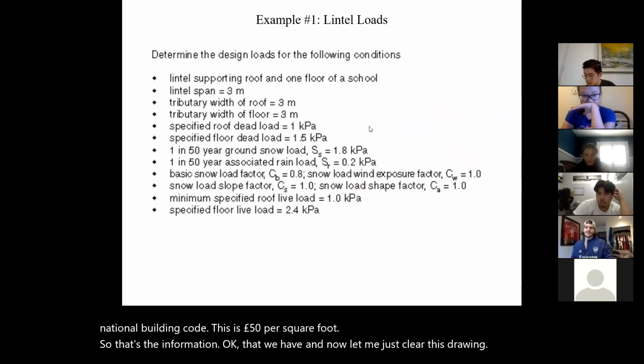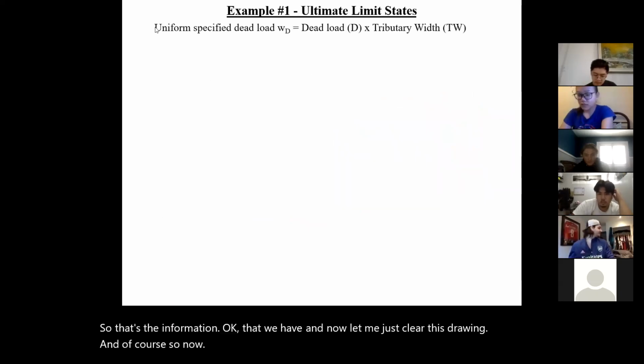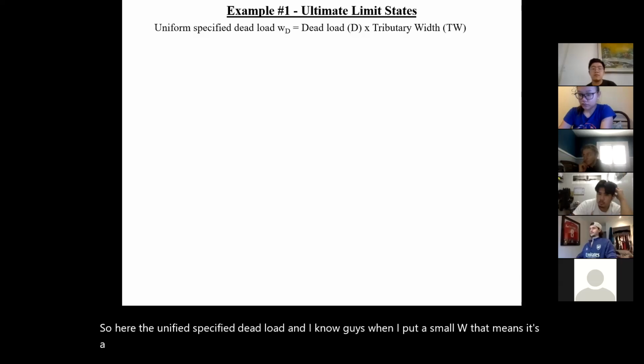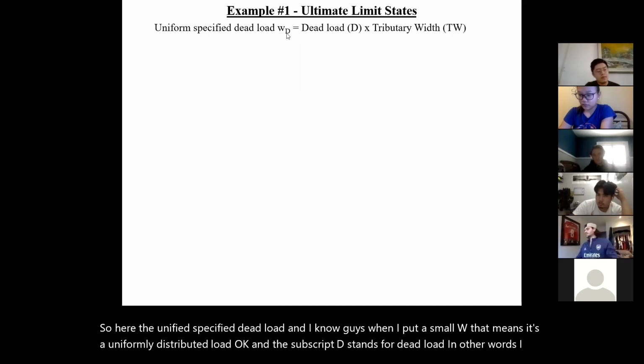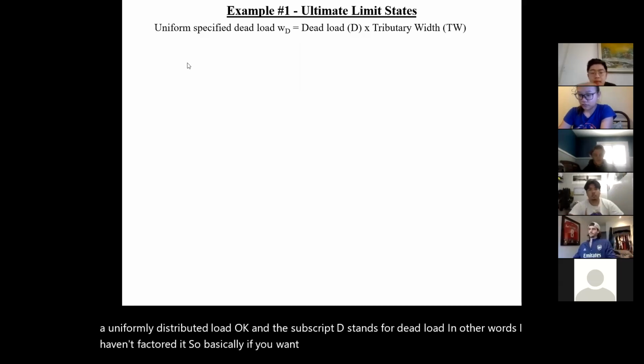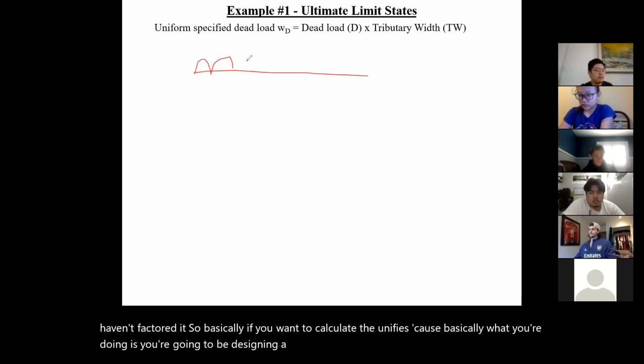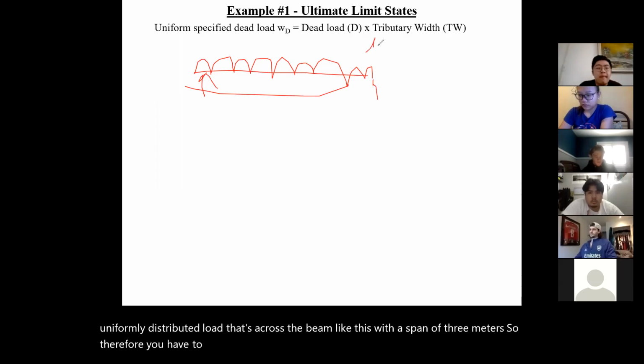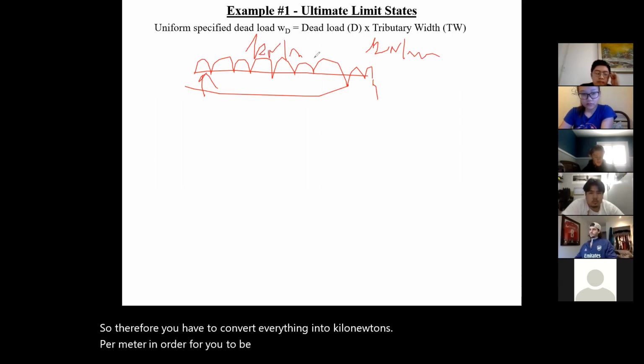And of course, so here the uniformly specified dead load. And now guys, when I put a small w, that means it's a uniformly distributed load, okay? And the subscript D stands for dead load. In other words, I haven't factored it. So basically, you're going to be designing a beam and you're going to want to know what's the uniformly distributed load that's across the beam, with a span of 3 meters. So therefore, you have to convert everything into kilonewtons per meter in order for you to be able to analyze and design your beam.